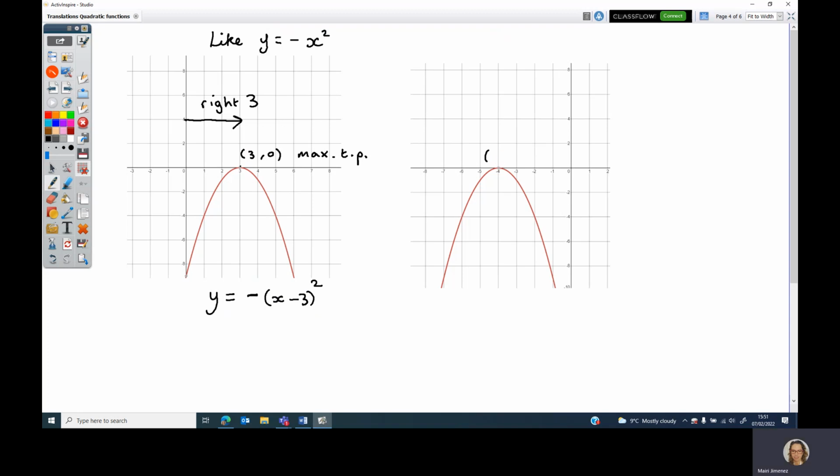Next one has got a maximum turning point at negative 4, 0. So its equation, we start with negative because it's got a maximum, put a bracket, squared, x goes there. Now we have to think what number goes in the bracket. You've got negative 4 here for the max TP, so you do the opposite sign in the bracket, which is add 4.